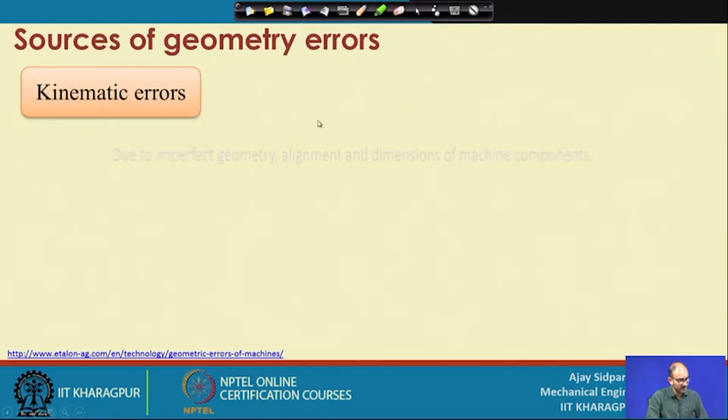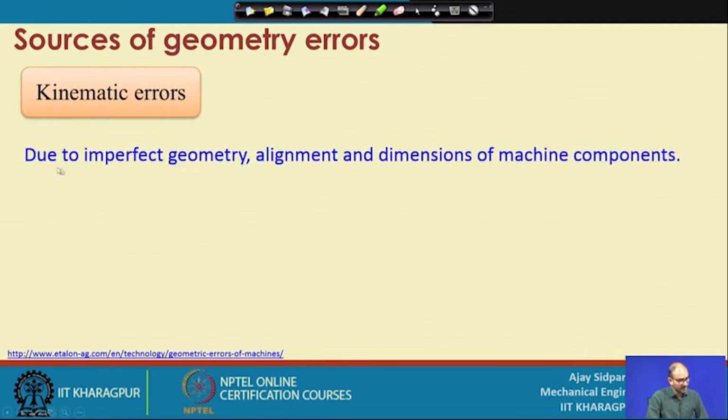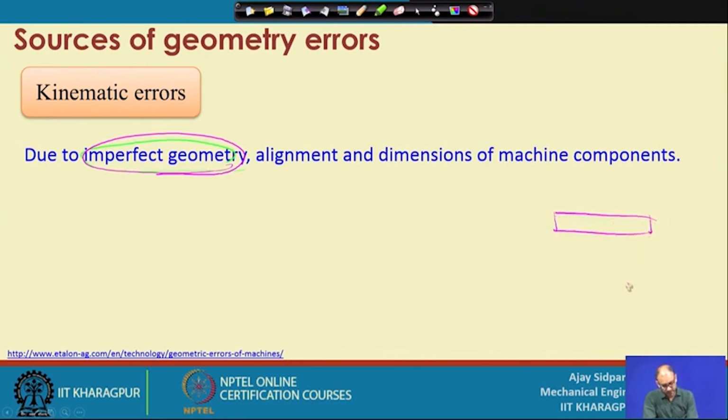So, first is the kinematic error. What is kinematic error? It is due to imperfect geometry, alignment and dimension of the machine component. Suppose you have a complete structure of the machine, and if its geometry is imperfect, that means whatever dimension you are creating, suppose this cantilever beam is a square section or a circular section or any other shape, then its dimension should be perfectly within the allowance or within the tolerance limit.